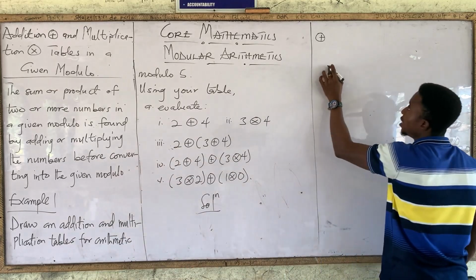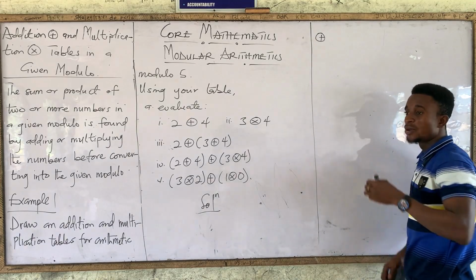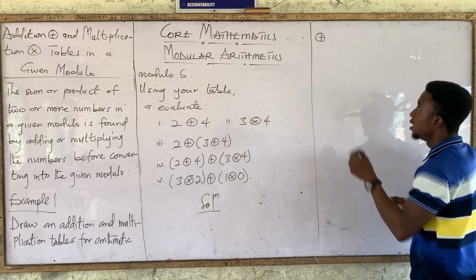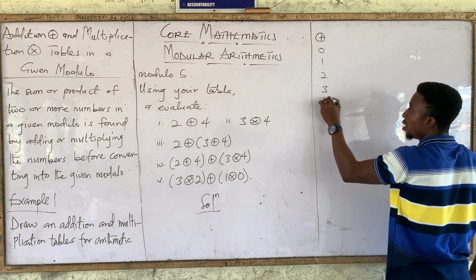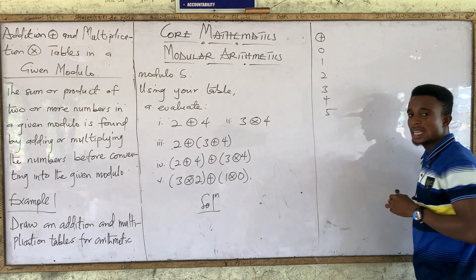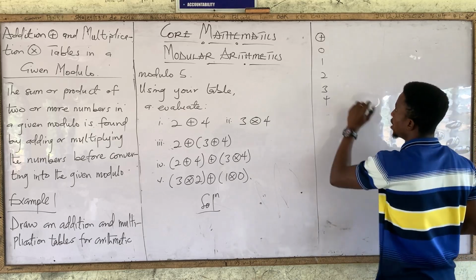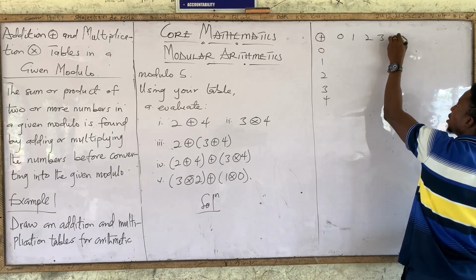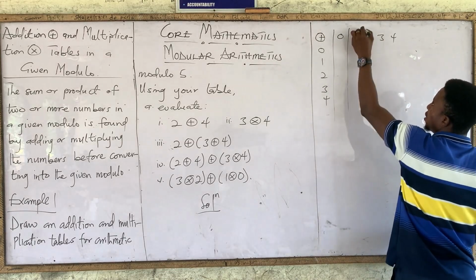So that one first. So that is the symbol over here. Then I write the possible remainders in the column and also row form. Are we getting that? So I'll have 0, 1, 2, 3, 4, 5. Is 5 part of modulo 5 to be a remainder? No. Okay. So then 0, 1, 2, 3, 4. Then I have to do my lines.